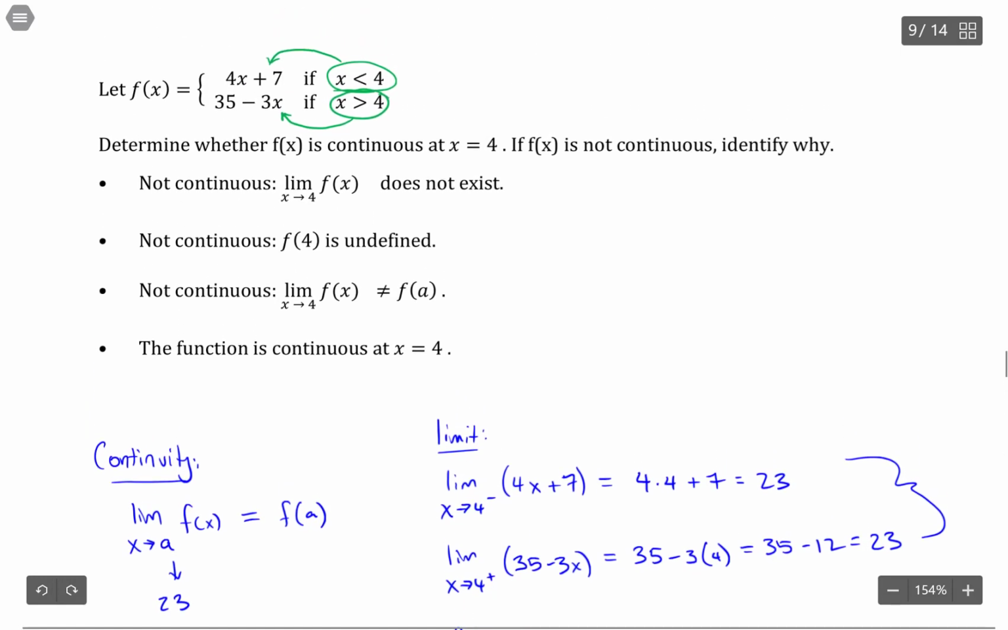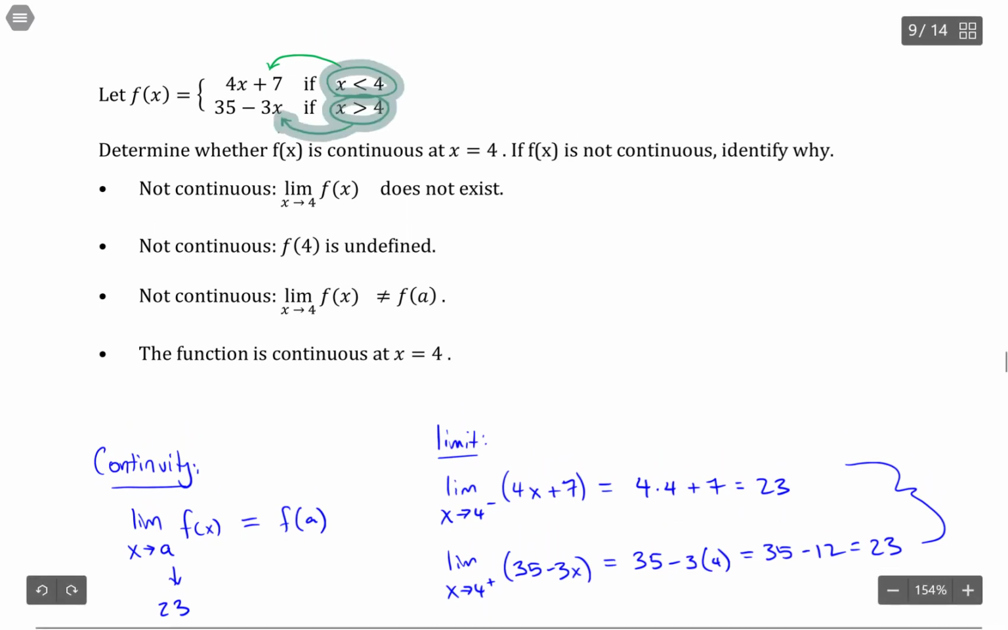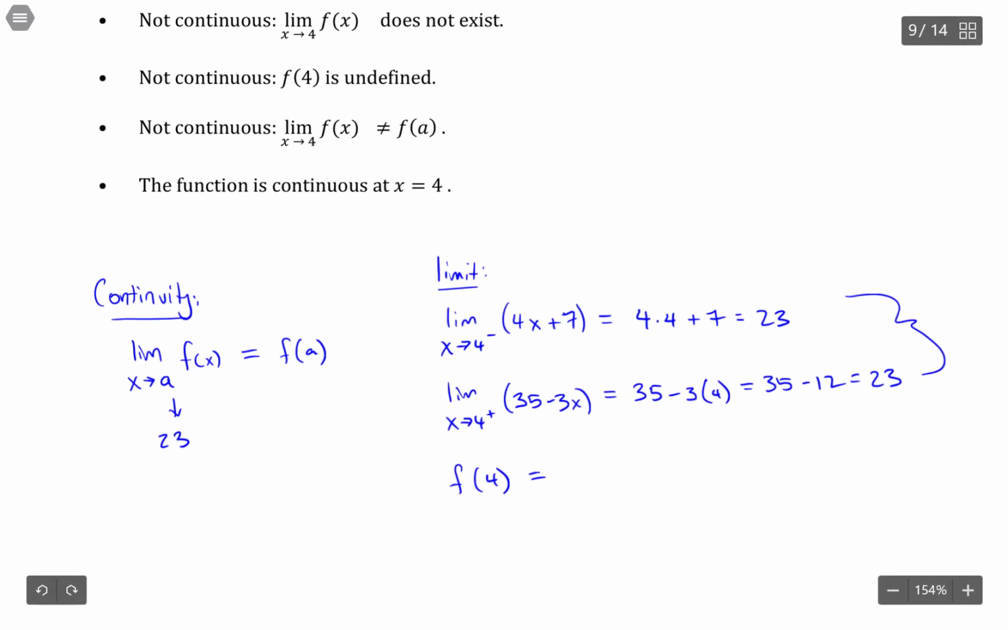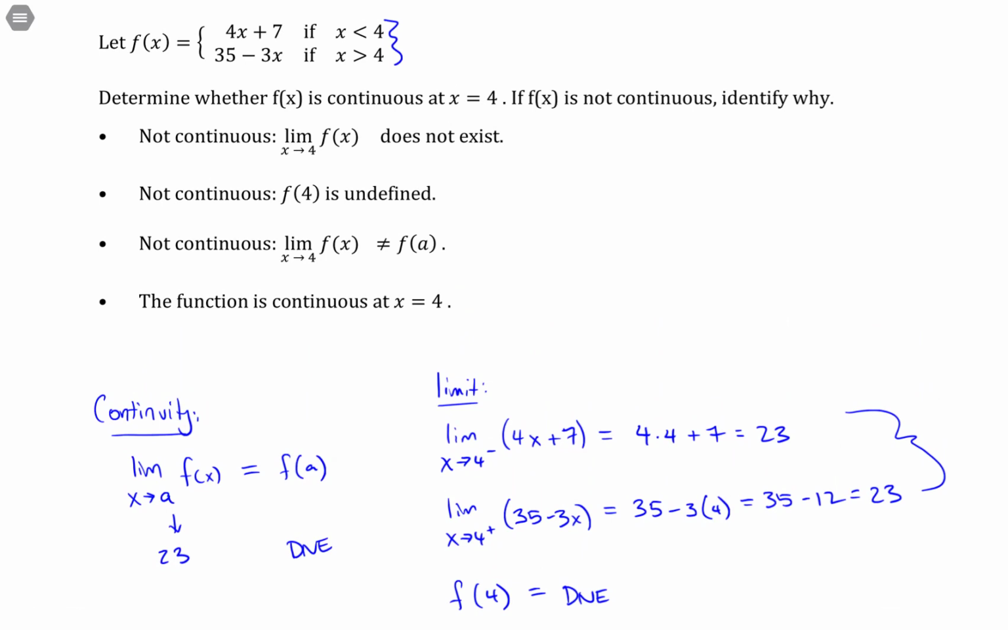Well, if I try to evaluate f at 4, the thing is, neither of these intervals here involve the value 4. So f is not defined at 4. So f does not exist at 4. So that does not exist. So it's not continuous because the function does not exist there.